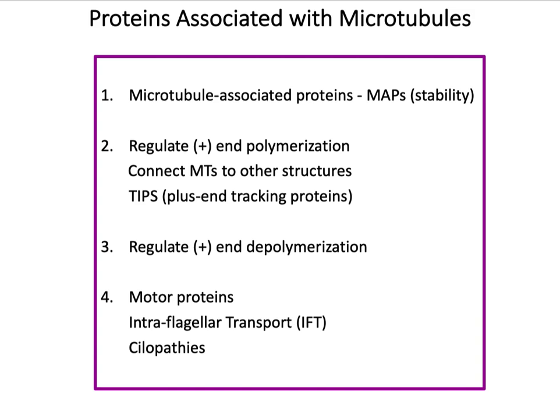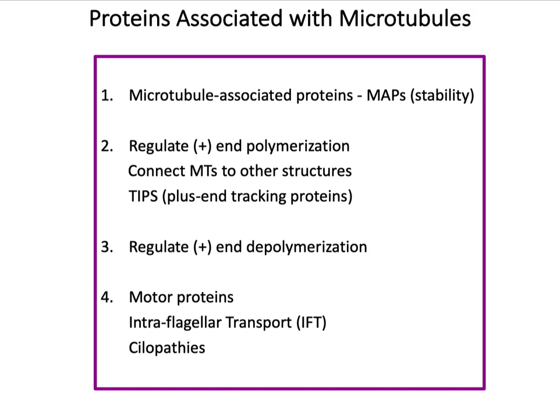Now, in this section, we are going to concentrate on proteins that associate with the microtubules. We will cover 4 main classes of proteins. We will start with the microtubule-associated proteins, or MAPs. This group of proteins will confer stability to microtubule structure, especially those long-lived or permanent microtubule structures that you see in a neuronal cell and in the flagella of motile cells. Then we will look at the proteins that regulate polymerization at the plus end, and this same class of proteins can also connect microtubules to other structures. This class of proteins are known as TIPs, which stands for the plus end tracking proteins.